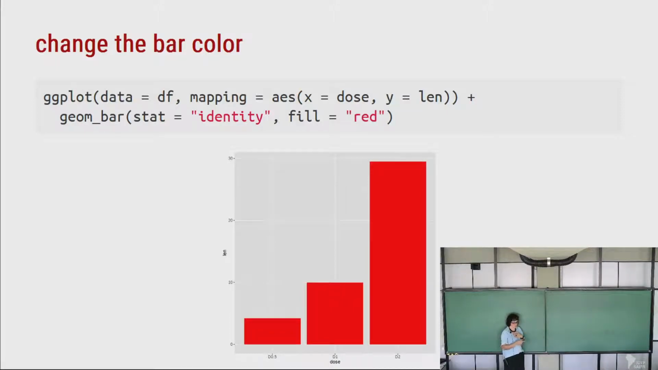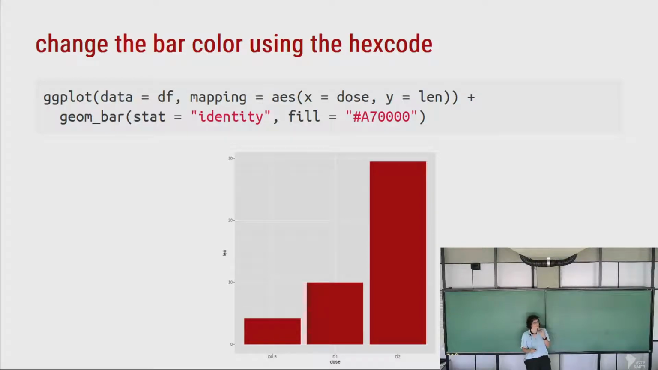And I'm doing this by specifying in my geom_bar function how I want to fill it. So I want to fill with the color red. And then I get this, okay? I can use the hexadecimal code. This is our favorite red color, and it matches with the slides now. And this is another way of specifying a color.